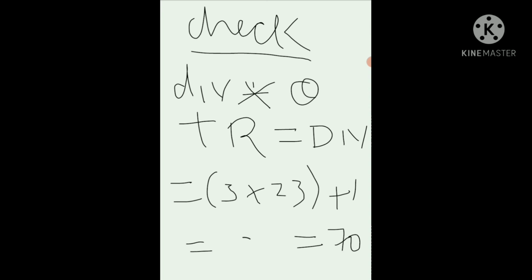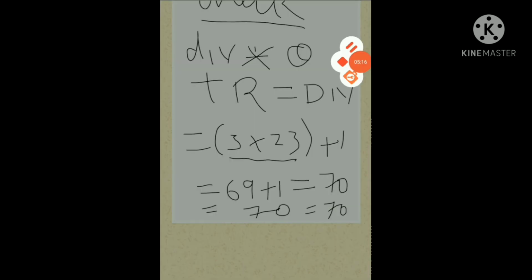So see, 3 into 3 will give us 9, and 3 2s are 6. When you multiply, you will get 69, and plus 1 is there. So 69 plus 1 will give us 70. See, on both sides we get 70. So it means our solution is correct. In this way you have to check.